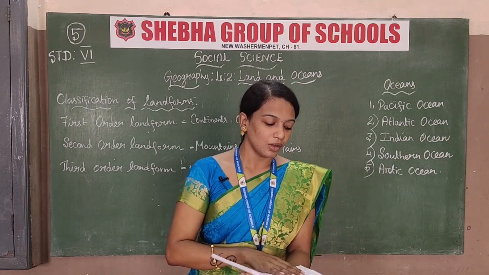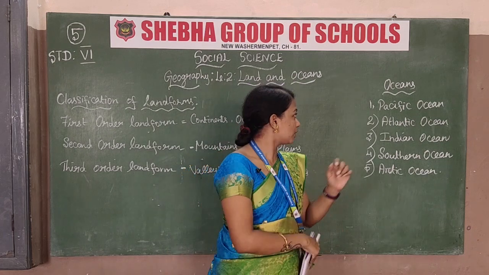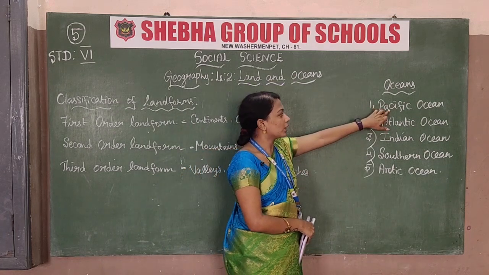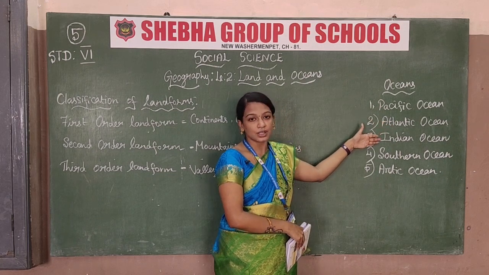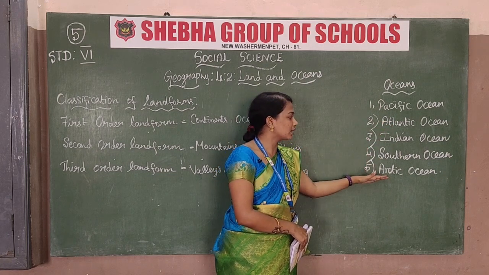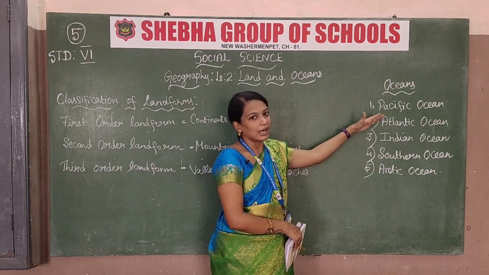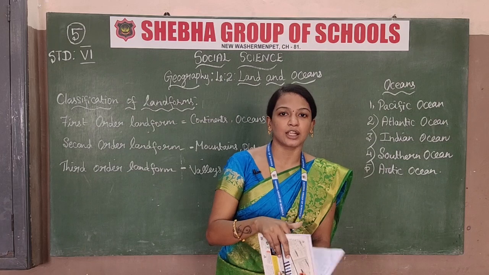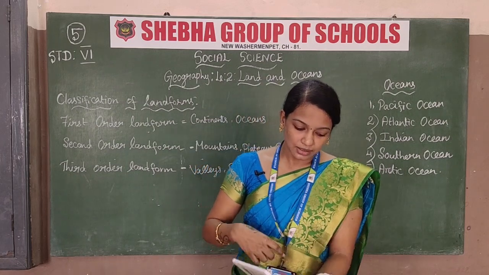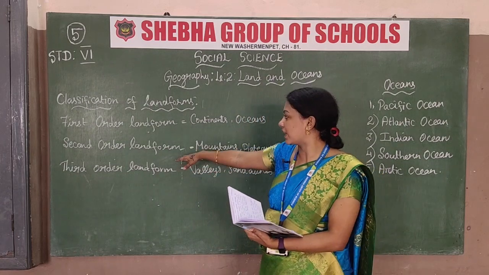And also we have 5 oceans as well. I already wrote this here. What are the oceans? Pacific Ocean, Atlantic Ocean, Indian Ocean, Southern Ocean and Arctic Ocean. So these are the 5 types of oceans. Next we have the second order landforms.